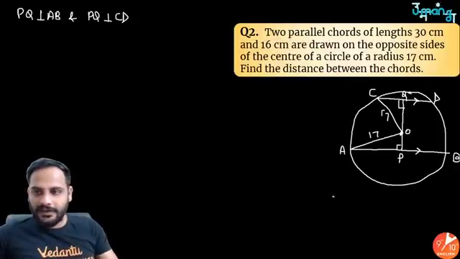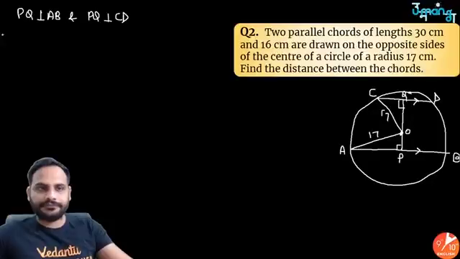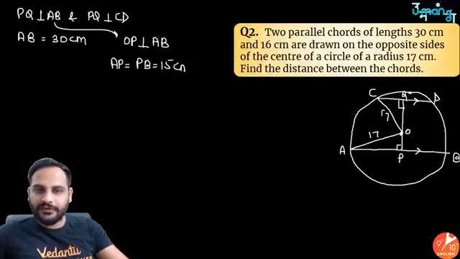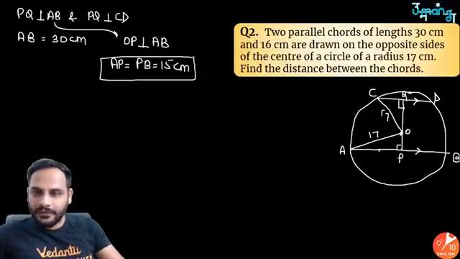Okay? Now look, AB in total is given as 30 centimeters. Now I know if PQ is perpendicular to AB, we can say OP is also perpendicular to AB. So it will divide AB into two equal parts. So I can say AP and PB both will be equal to 15 centimeters. So this has now become 15 centimeter.